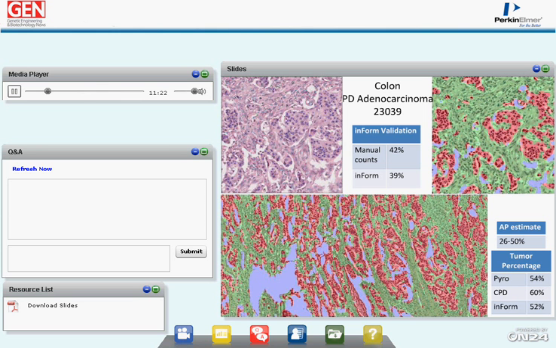These are examples of what Inform does. In this first case, we have a colon carcinoma. Manual counting was 42% tumor. The machine counting by Inform was 39%, and the sequencing analysis was 50 to 60% by either pyro or CPD. And the anatomic pathologist estimate was about 26 to 50%. They all correlated pretty well.